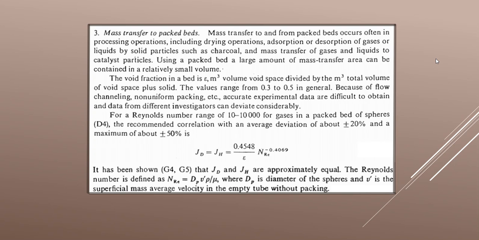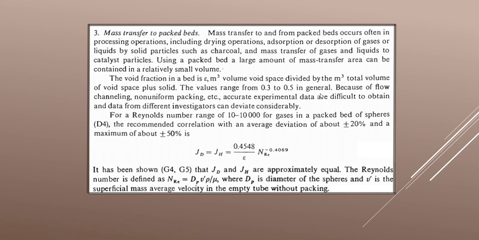Okay, so we're now on the last part, mass transfer to packed beds. The first one is mass transfer to flat plate. The second one is mass transfer over or past single spheres, and this one is the last.